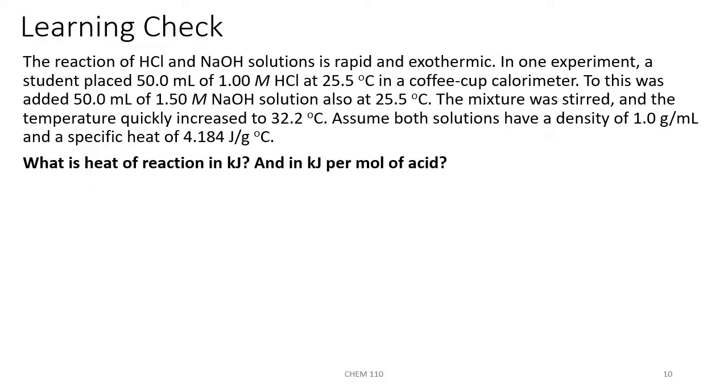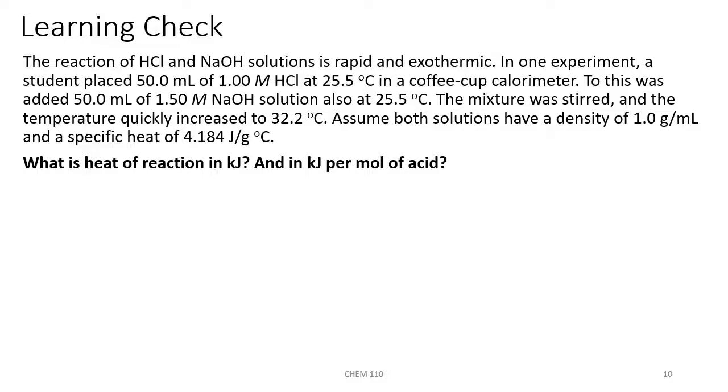The reaction of HCl and NaOH solutions is rapid and exothermic. In one experiment, a student placed 50 milliliters of 1 molar hydrochloric acid at 25.5 degrees Celsius in a coffee cup calorimeter. To this was added 50 milliliters of 1.5 molar sodium hydroxide solution, also at 25.5 degrees Celsius. The mixture was stirred and the temperature quickly increased to 32.2 degrees C. Assume both solutions have a density of 1 gram per milliliter and a specific heat of 4.184 joules per gram degree Celsius. What is the heat of the reaction in kilojoules and in kilojoules per mole of acid?